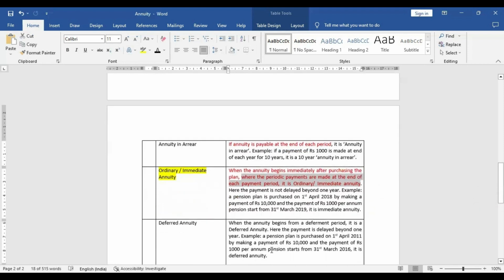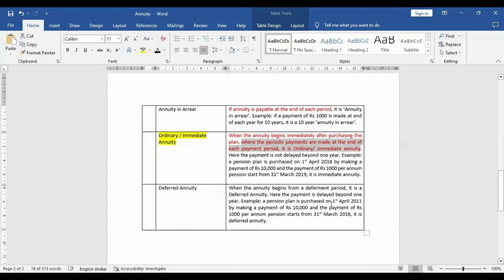And deferred annuity, which is going to take place after a specific term, begins from a deferred period, the period that we have selected. Like the example I have written, that we have purchased the annuity on 1st April 2011, but the annuity is going to start from 31st March 2016. That can be said as the deferred annuity itself.